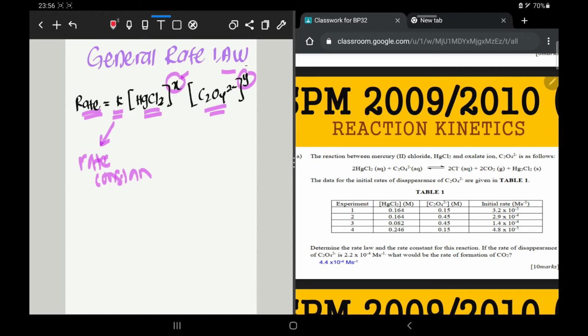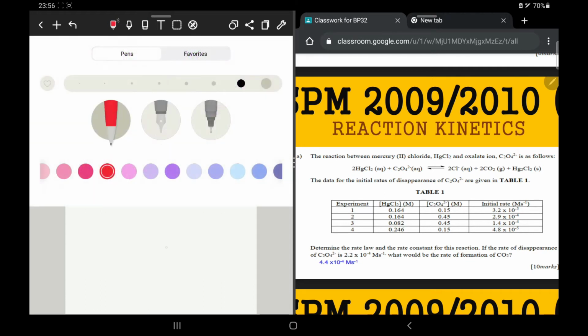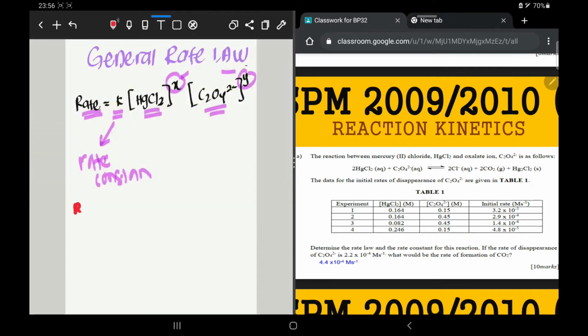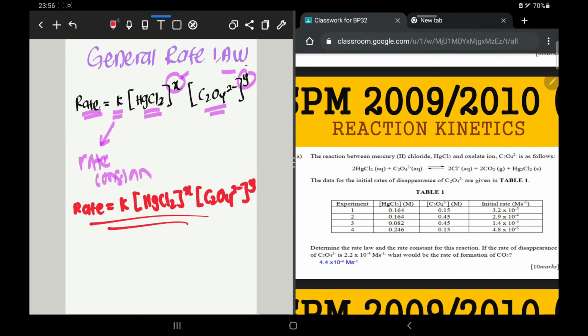So basically we have rate equals to k, concentration of HgCl2 to the power of x, concentration of C2O4 2- to the power of y. So this is our rate law equation.